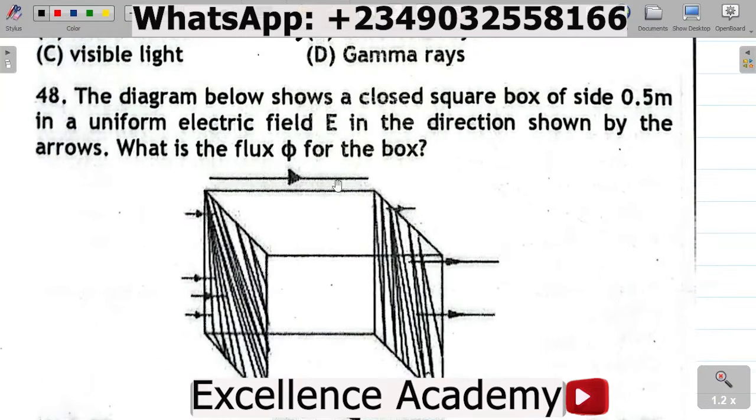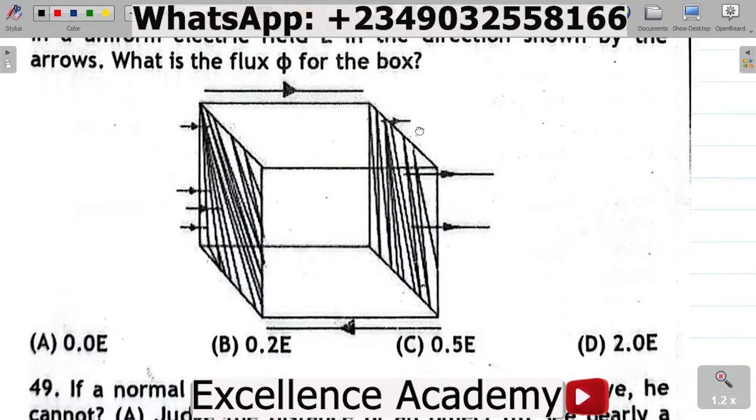Next up, question number 48. 48 says the diagram below shows a closed square box of side 0.5 meters in a uniform electric field E in the direction shown by the arrows. So you can see the direction this way here, moving from left to right. What is the flux, that's electric flux, of the box?